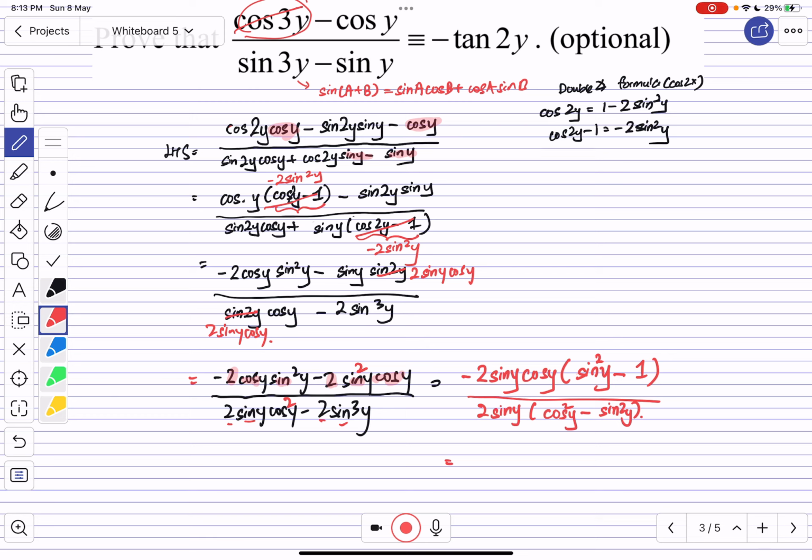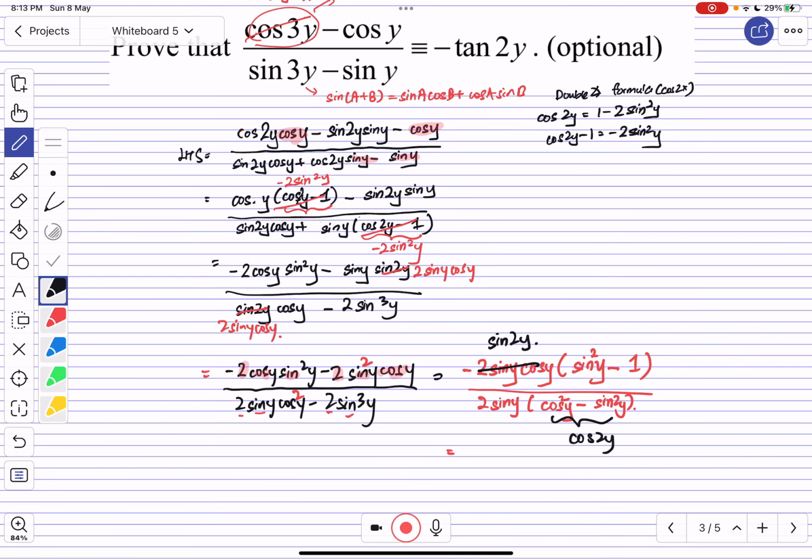And this would be my cosine 2y. This will be my sine 2y. Okay, and sine square y minus 1.